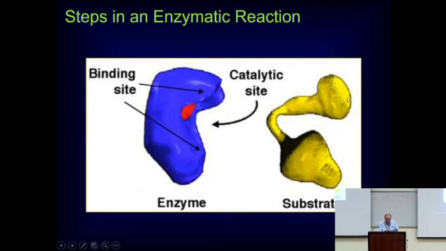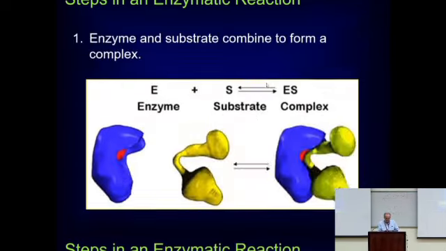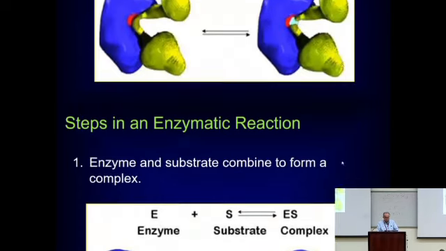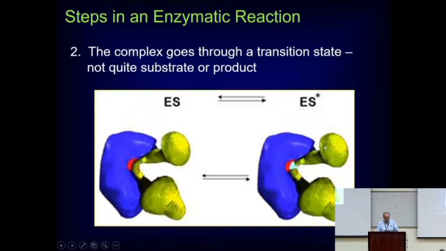So here's the substrate, it binds, and you form the complex. As you can see, you now form the activated transition state where you have ES star. That means the substrate is beginning to be changed. You can see some changes there. It's neither substrate nor quite product yet. So that's the transition state.